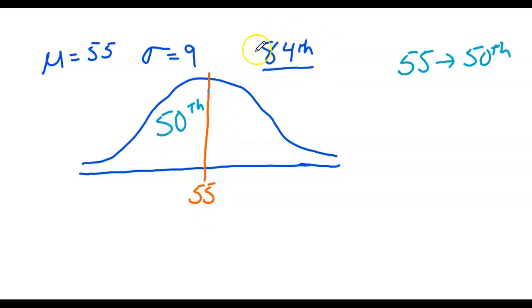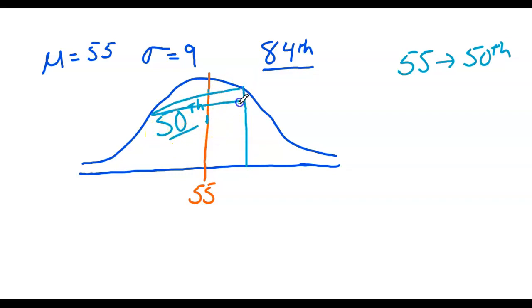I want the 84th percentile. So that means I want 84% underneath this normal distribution curve. So here's 50% up to this point. So I need to go another 34% over here. So here's 50% plus another 34%.